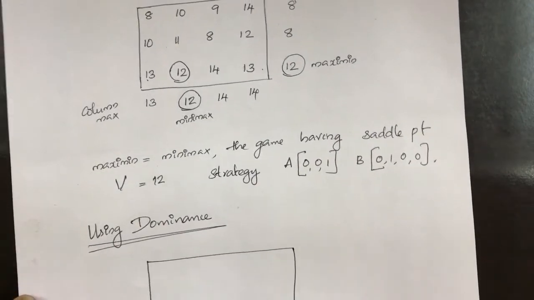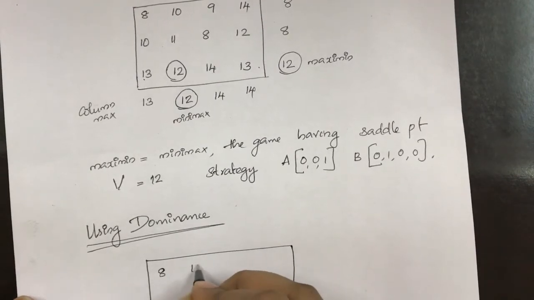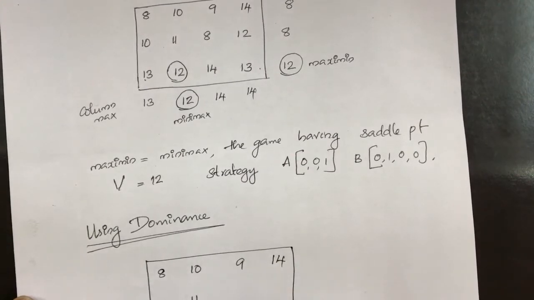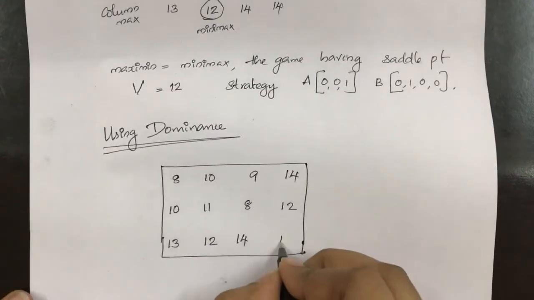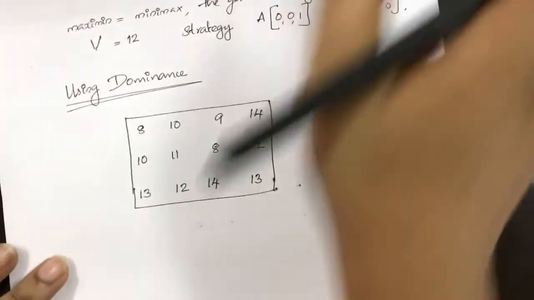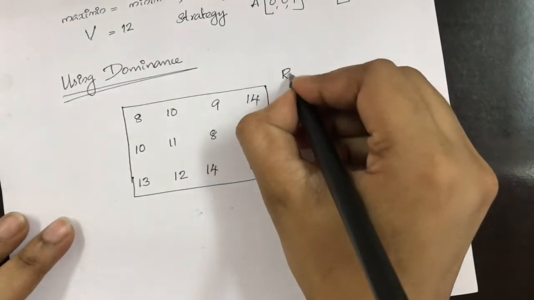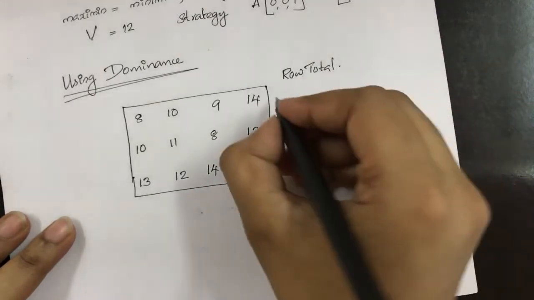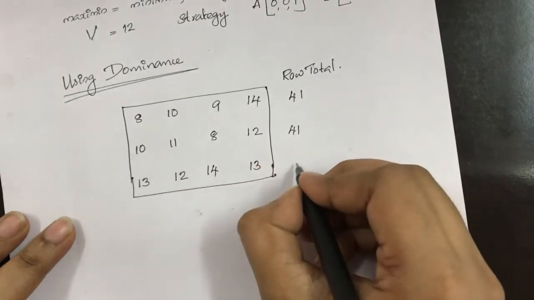First I am going to write the question. 8, 10, 9, 14, 10, 11, 8, 12, 13, 12, 14, 30. This is the question. First I am going to check row dominance. For that we need the row total. Row total values: 41, 41, 52.